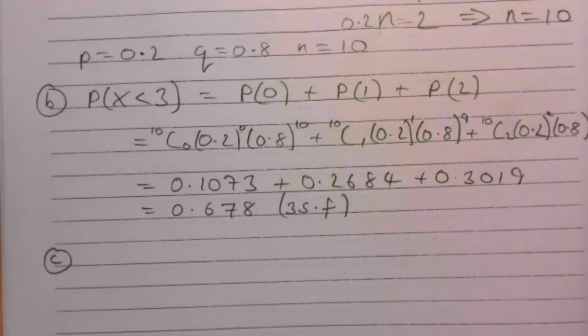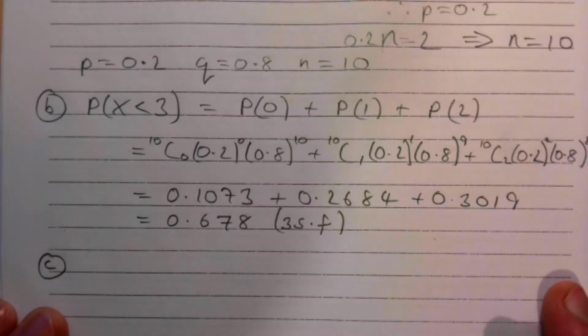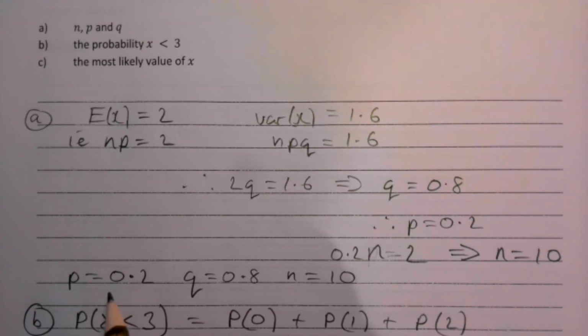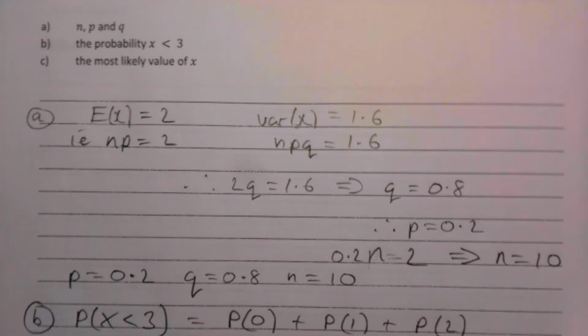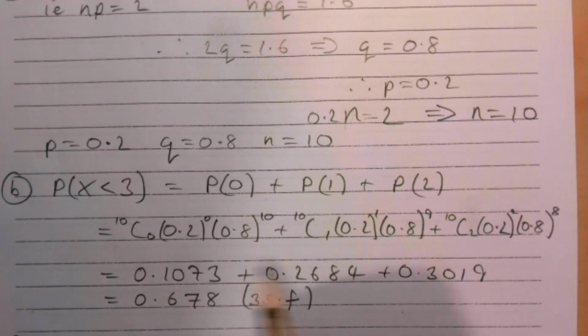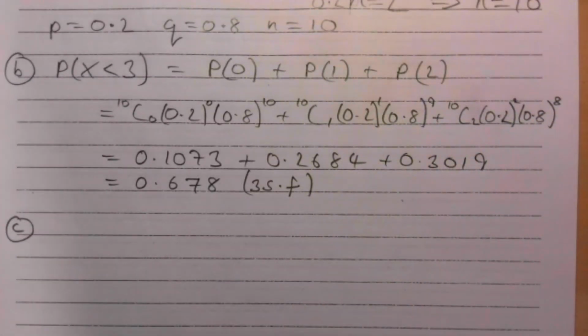Part C. The most likely value of x. Again, to me it's blindingly obvious. If you're doing the thing 10 times and the probability is 0.2, to me it's going to be 2, but we should do a wee check anyway just to be sure. Luckily we've done 0, 1 and 2 anyway, so if we do 3 and make sure it's going back down again, then we'll be all over it.